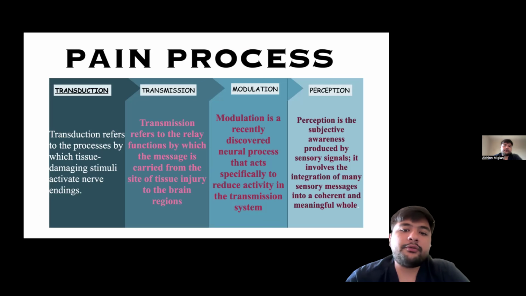Pain process. There are four phases of the pain process, by which pain is transferred towards the brain and felt: transduction, transmission, modulation, and perception. The first phase, transduction, refers to the process by which tissue damaging stimuli activate nerve endings. Transmission refers to the relay functions by which the message is carried from the site of tissue injury to the brain regions. Modulation is a recently discovered neural process that acts specifically to reduce activity in transmission systems. And perception is the subjective awareness produced by sensory signals. It involves the integration of many sensory messages into a coherent and meaningful system.